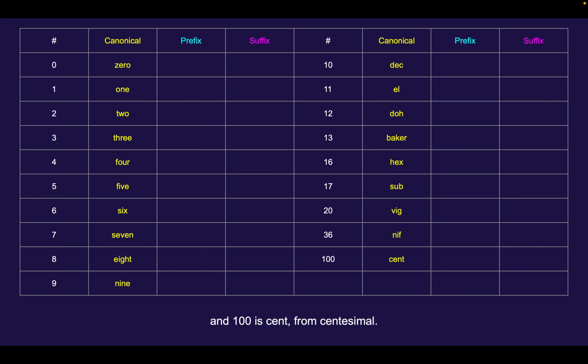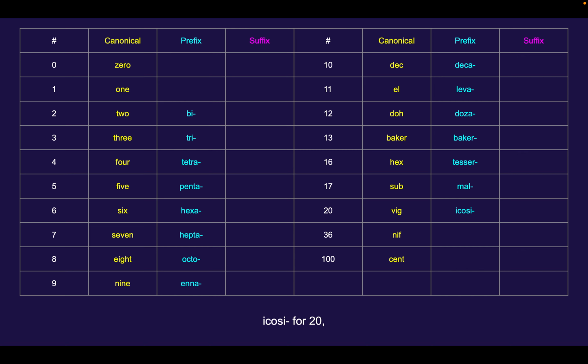Next are the prefix forms, which all roots have except for 0 and 1. There's bi for 2, tri for 3, tetra for 4, penta for 5, hexa for 6, hepta for 7, octa for 8, ena for 9, deca for 10, leva for 11, doza for 12, baker for 13, testa for 16, mal for 17, icosi for 20, feta for 36, and hecto for 100.